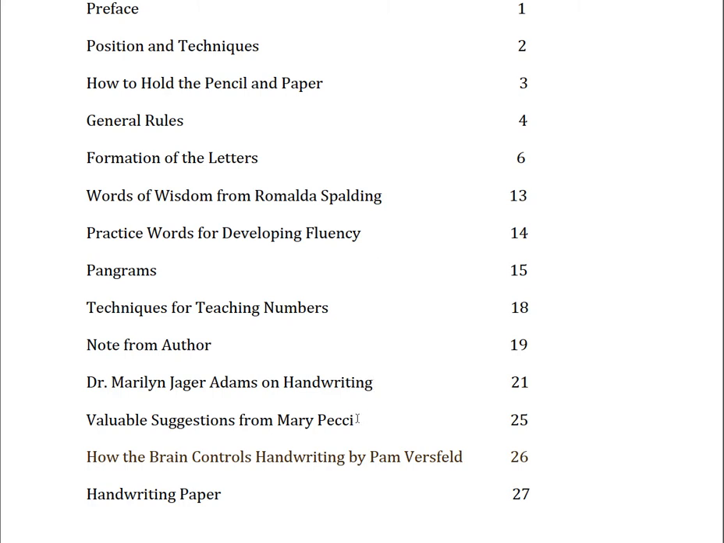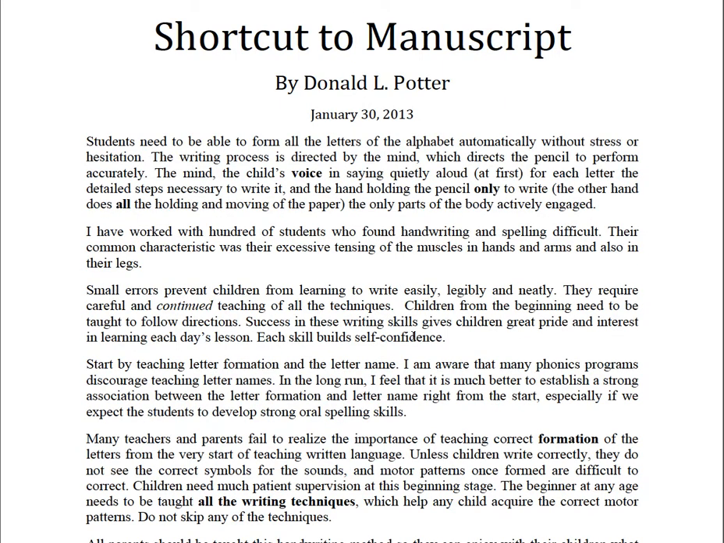We have some valuable suggestions from Mary Pecci here, and we're going to look at that just a little bit. And Pam Versfeld has published an awesome little one-page piece on the internet about how the brain controls handwriting. And I want us to look at that. So as we go down, let's see. I'm not going to read all this here. I'd like you to read this yourself.